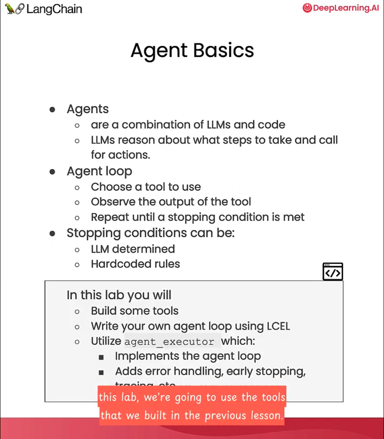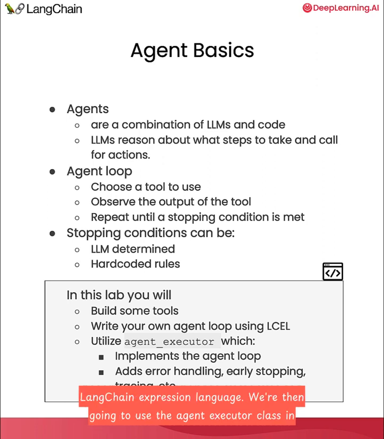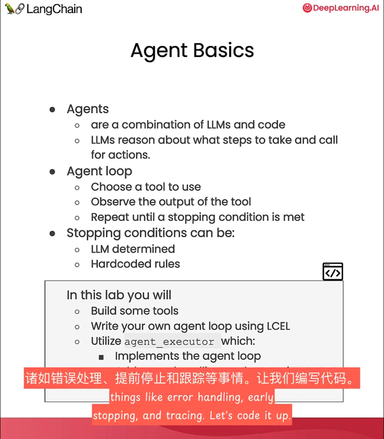In this lab, we're going to use the tools that we built in the previous lesson. We're going to take that concept of routing and choosing and then calling the tools, and we're going to put that into our own agent loop using the LangChain expression language. We're then going to use the agent executor class in LangChain and show how that corresponds to the agent loop, but also adds in other things like error handling, early stopping, and tracing.